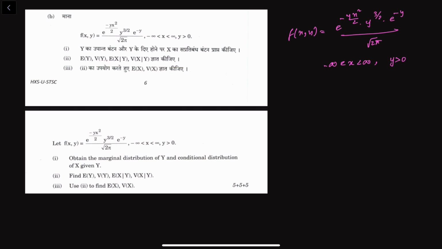We also have to find the expectation of y, variance of y, expectation of x given y, and variance of x given y. By using that, we also have to find the expectation of x and variance of x. For that, first we can observe one thing here. If we consider the integral of e^(-yx²/2) dx, and I consider √y x as t, so √y dx would be dt. So dx is dt by √y.